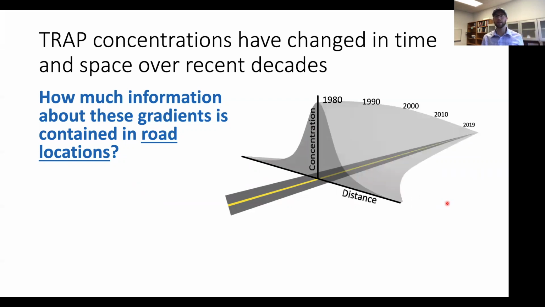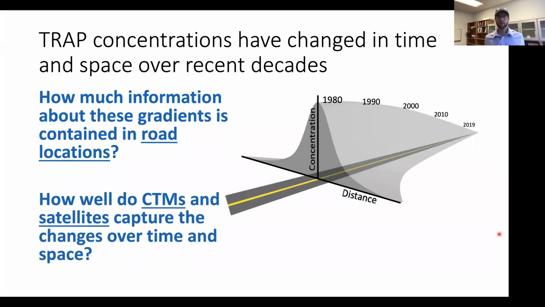Now, in another dimension, across time, in 1980 vehicles were a lot more polluting than they are now. This distribution probably looked a lot different than it does 40 years later today. So this research looks into both how these gradients looked back then and how they've changed over time. Then we have some nice long-term products of models and satellites. Since these also are used in these exposure studies, we're curious how well they approximate the observations and the gradients in the observations that we see in this work.